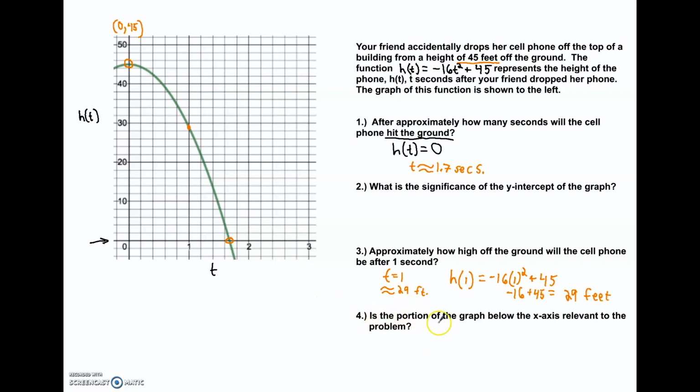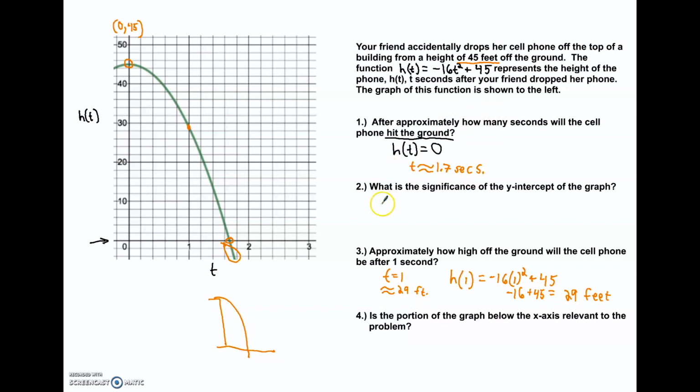Number 4, is the portion of the graph below the x-axis relevant to the problem? So we're talking about this part right here. And the answer is no. We don't have negative height. The phone didn't bury into the ground, right? We didn't have the top of the building, and here's the ground, and the phone just went whoosh, right through the ground. So no, it's not relevant. And I just wanted to ask you that part of it.